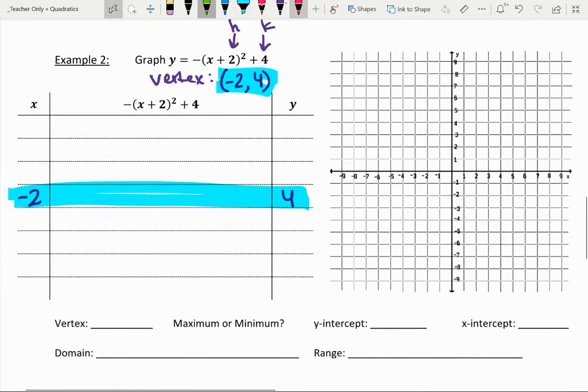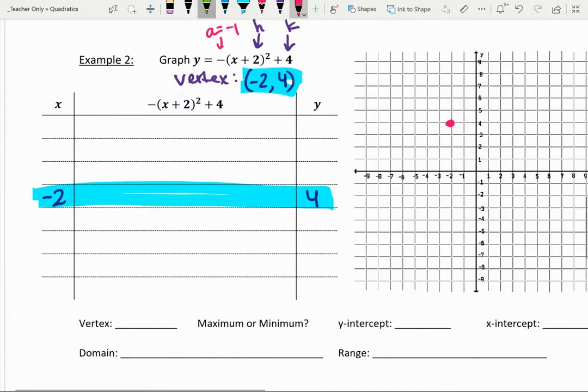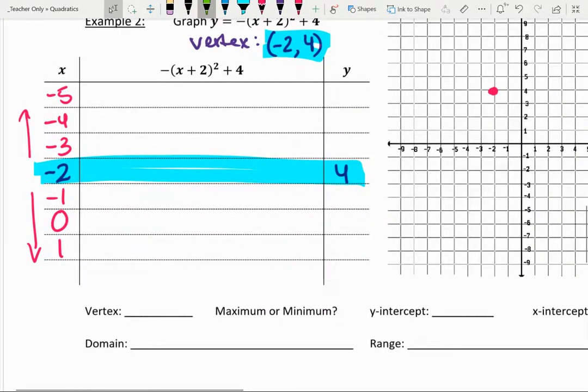So I'm also going to plot it just because I like doing that, -2, +4. Now this a value is -1, so we have to keep that in mind. That tells us that our parabola will open downwards, and that's just something good to check. So some x values that are around -2, we could have -3, -4, -5, -1, 0, 1. So you can choose either set, either the ones above -2 or the ones below -2.